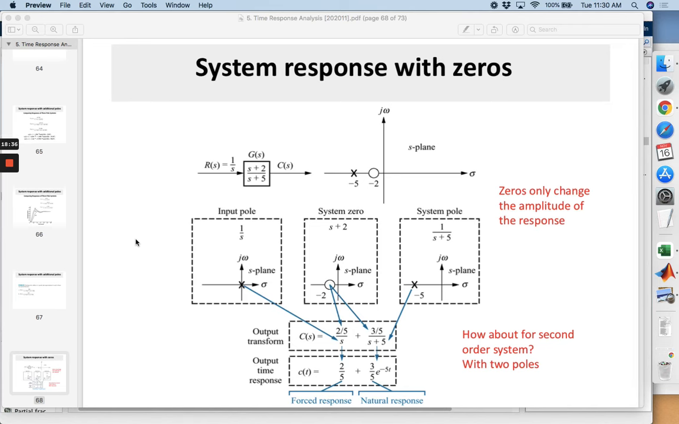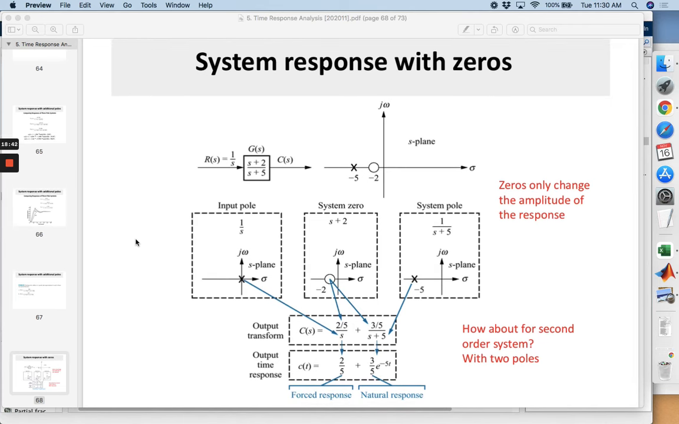We proceed with a system response with zeros. From the first order system, we know that zeros only change the amplitude of the response. So how about for the second order system?